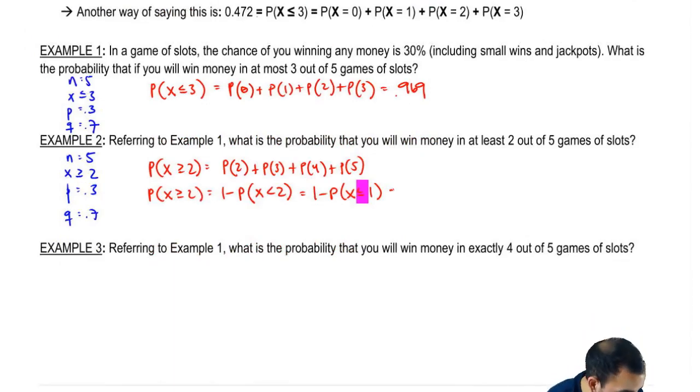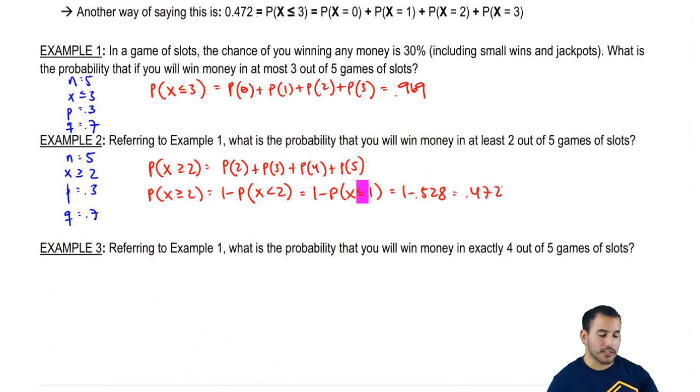So 1 minus 0.528, and that gives us 0.472. Crazy, right? So let's just recap that again. We wanted the probability of at least 2 out of 5 games won, so that's 2 or more, right? But our probability table, our binomial table with all the probabilities, doesn't work off of 2 or more. It works off of 2 or less, or a number of successes and less, any given number.